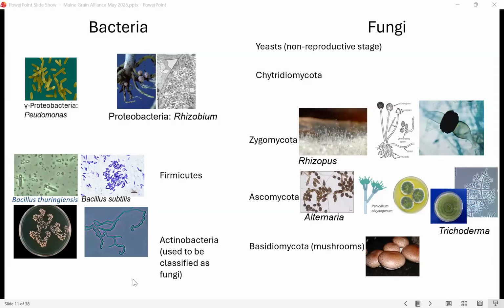Another group of bacteria that used to be classified as fungi are the actinobacteria. These are very slow growing. They tend to grow more in alkaline soils.